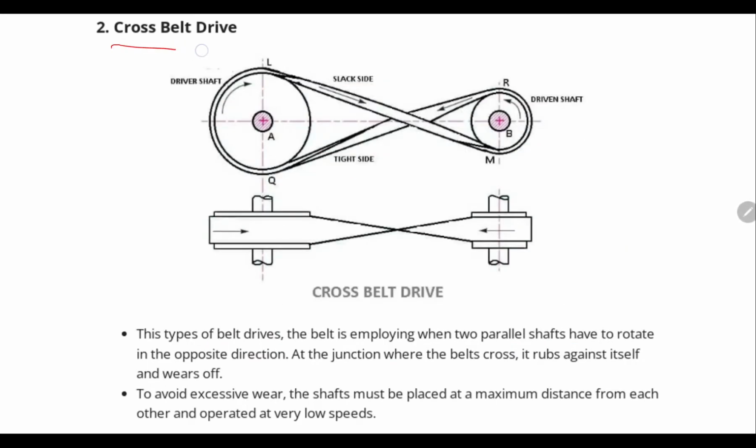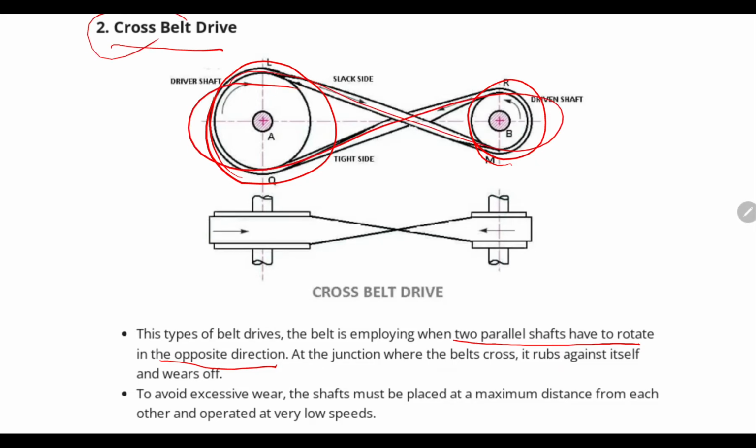Second one is nothing but cross belt drive. You will see that this is nothing but the driver pulley and this is nothing but the driven pulley. In this type of belt drive, the belt is employed when two parallel shafts have to rotate in opposite direction. Because of the cross belt nature, you will see the cross belt is there. What is happening here? The drive shaft is rotating in clockwise direction, but the driven shaft is rotating in the anti-clockwise direction. So the two parallel shafts have to rotate in opposite direction.